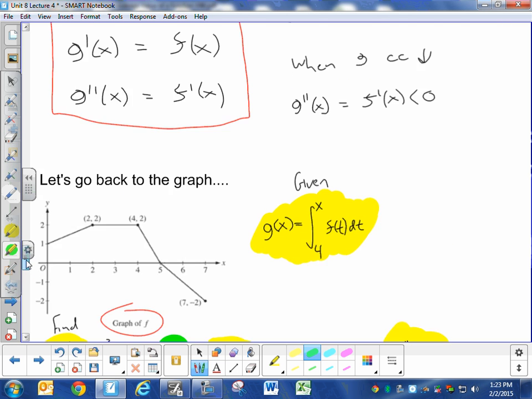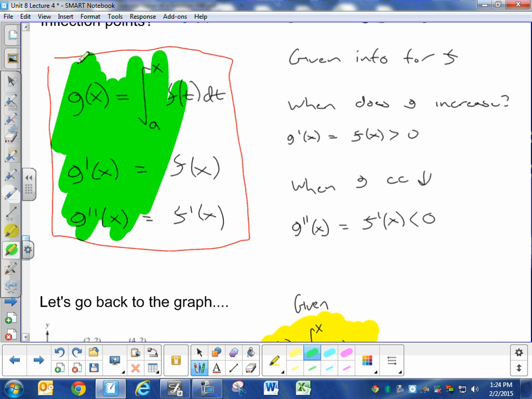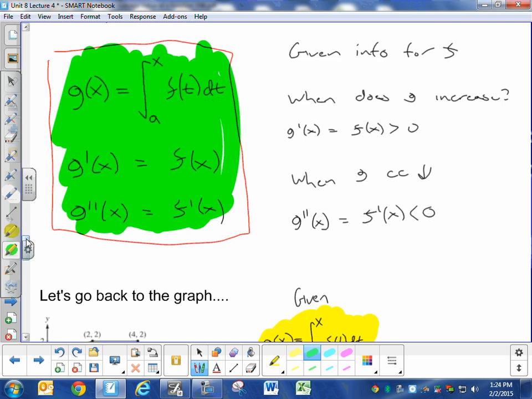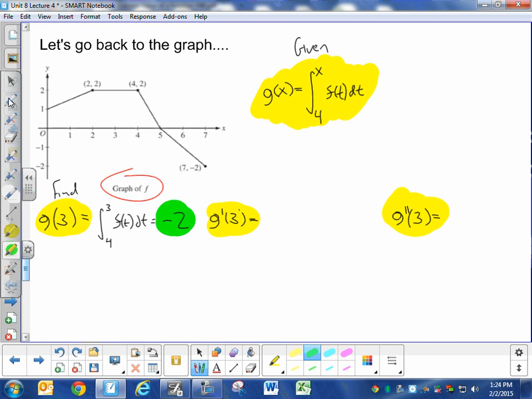The key is this. We have this written down. We can figure out the answer for G prime of 3 and G double prime of 3. I'll write it down here. G prime is just equal to that.